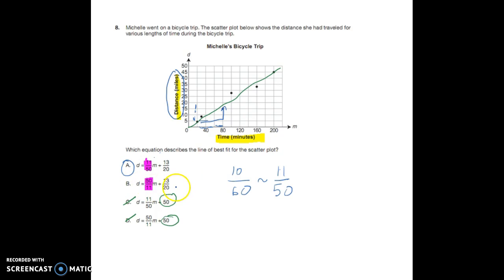Notice what they did in B. They had the same y-intercept, but the slope was the x value over the y value. So you have to be careful. You have to know that slope is change in y over change in x. So slope is change in y over change in x. Always, always, always. So make sure you review that. Make sure you know that information.